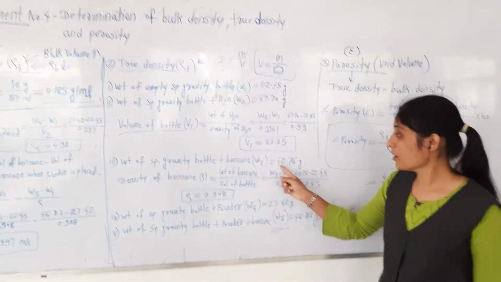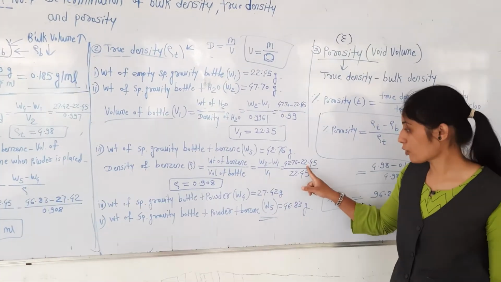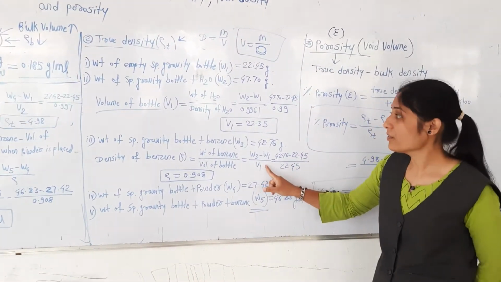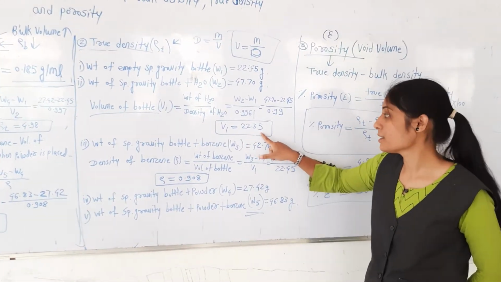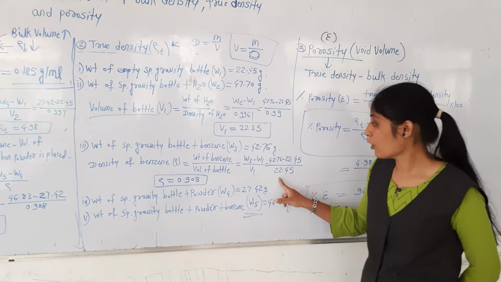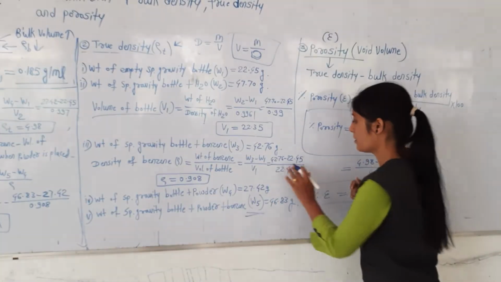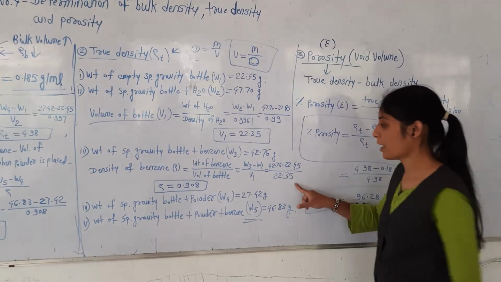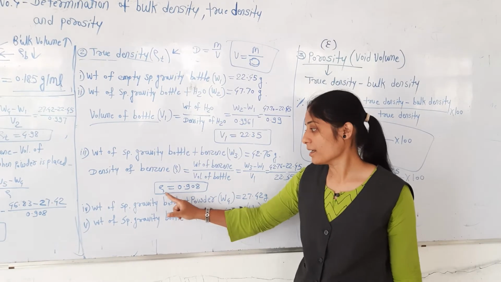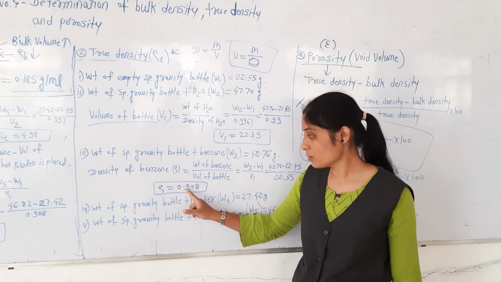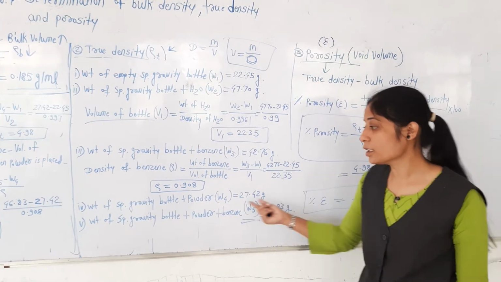So W3 is 42.76 minus W1 is 22.45 divided by V1. V1 is the volume of water and that volume of water is 22.35. So write down here the volume of water is 22.35. Then by using this formula we can determine the density of benzene, and the density of benzene rho is equal to 0.908.